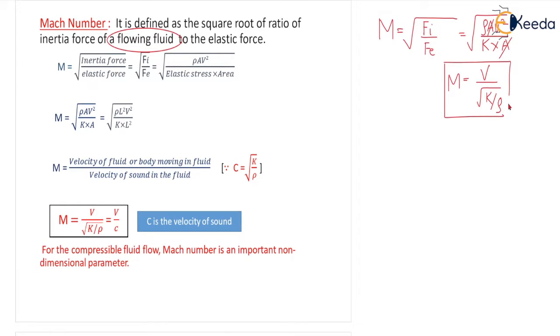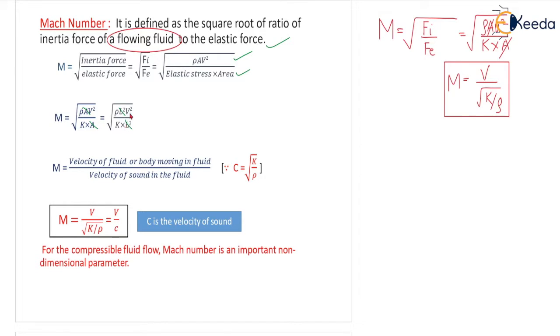So you can see here also it is defined as the square root of the ratio of inertia force of a flowing fluid to the elastic force. So Mach number M equals root under of inertia force to elastic force, denoted by F suffix I and F suffix E respectively, that is rho A V square over elastic stress into area. Same thing we have done here, where elastic stress is K into area. This area gets cancelled here. Or you can also write L square, then also it will be cancelled, right?